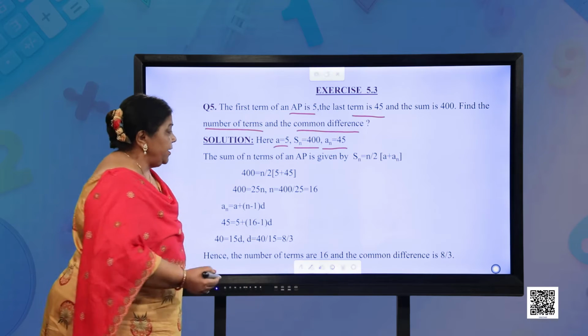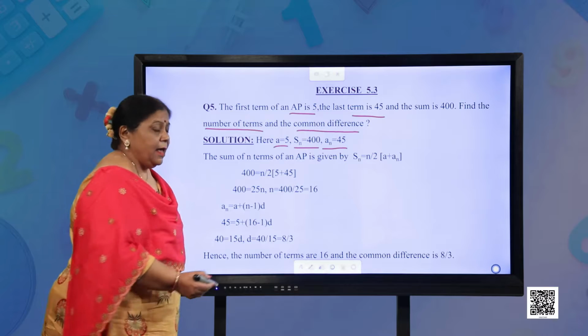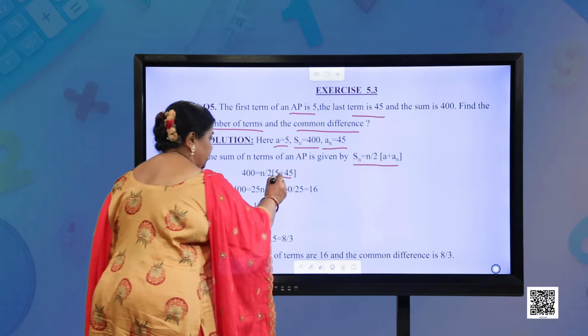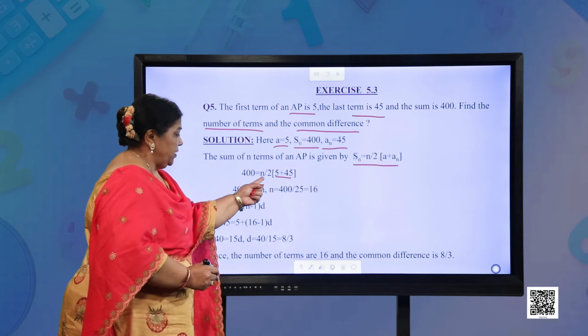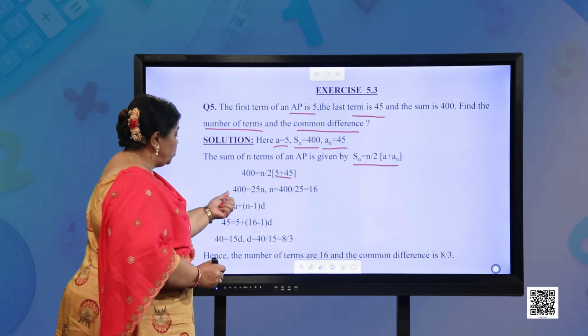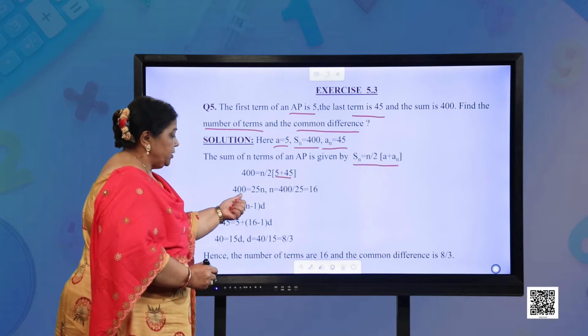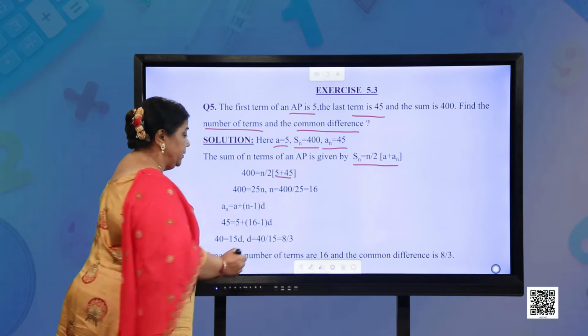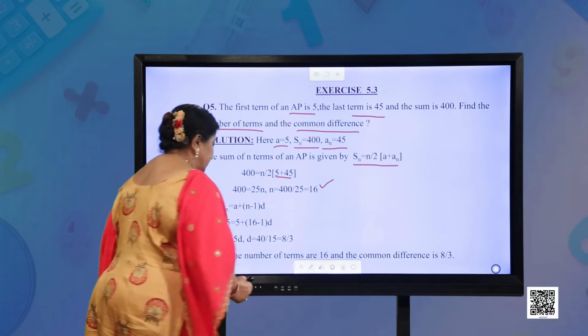So, sum of n terms of the AP is given by the formula Sn is equal to n upon 2 into A plus An, that is L, last term. So, we can just substitute the values. 400 is equal to n upon 2 into 5 plus 45. What is 5 plus 45? It is 50. 50 when you divide with 2 it becomes 25. So, I get an expression 400 is equal to 25n, that is n is equal to 16. So, here the value of n is 16.